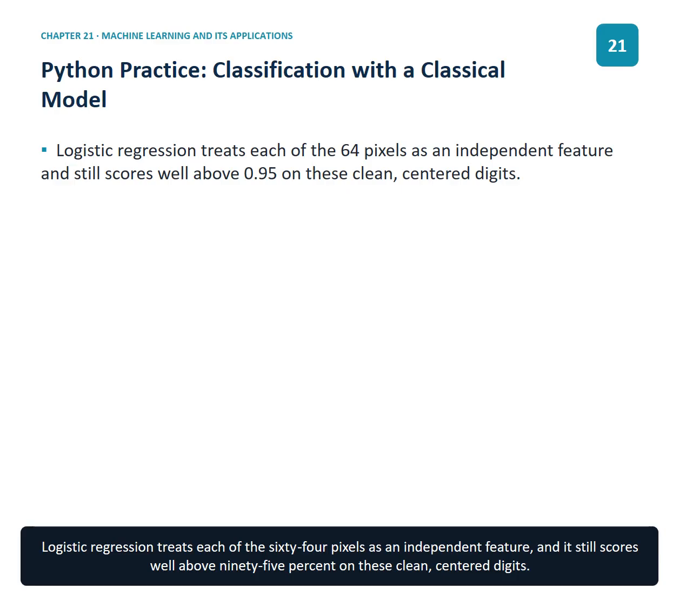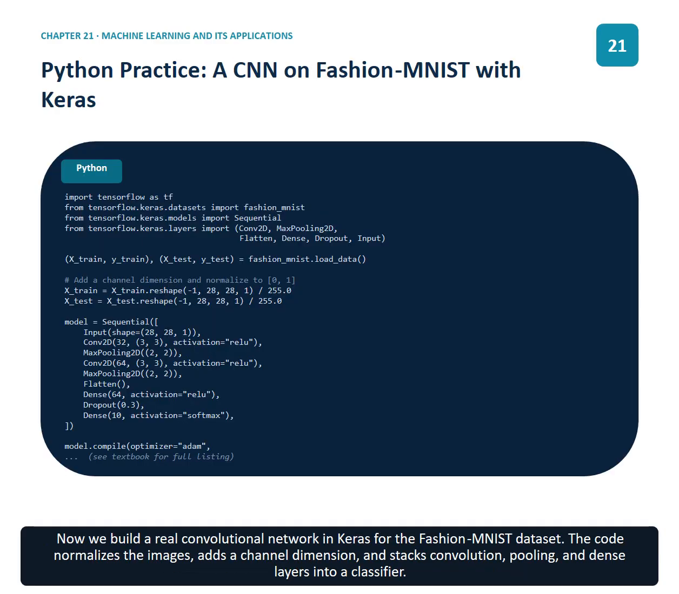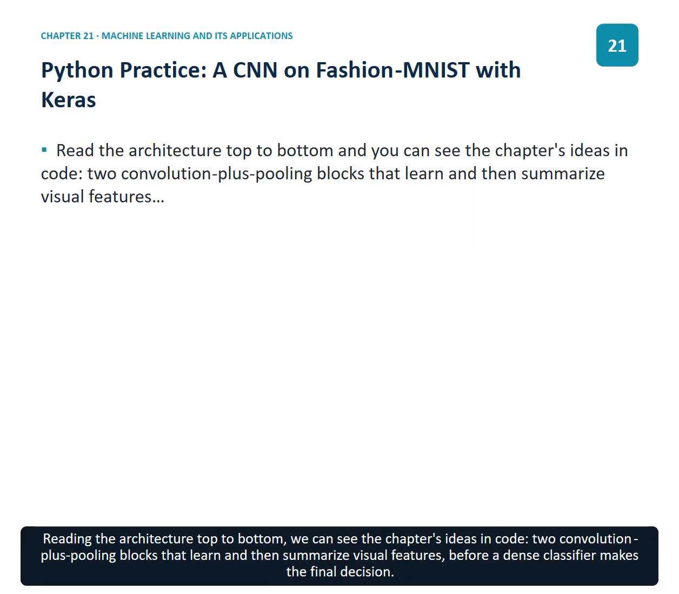these clean, centered digits. Now we build a real convolutional network in Keras for the Fashion MNIST dataset. The code normalizes the images, adds a channel dimension, and stacks convolution, pooling, and dense layers into a classifier. Reading the architecture top to bottom, we can see the chapter's ideas in code. 2 convolution plus pooling blocks that learn and then summarize visual features before a dense classifier makes the final decision.